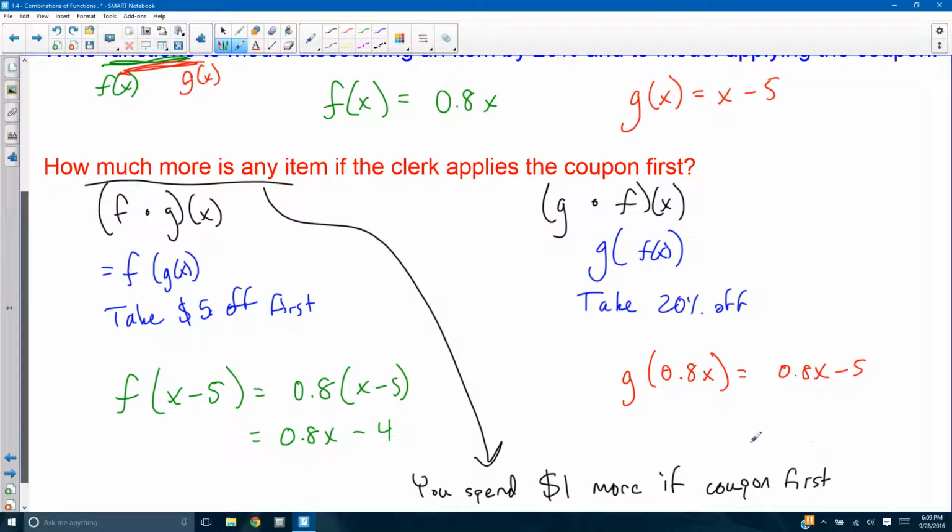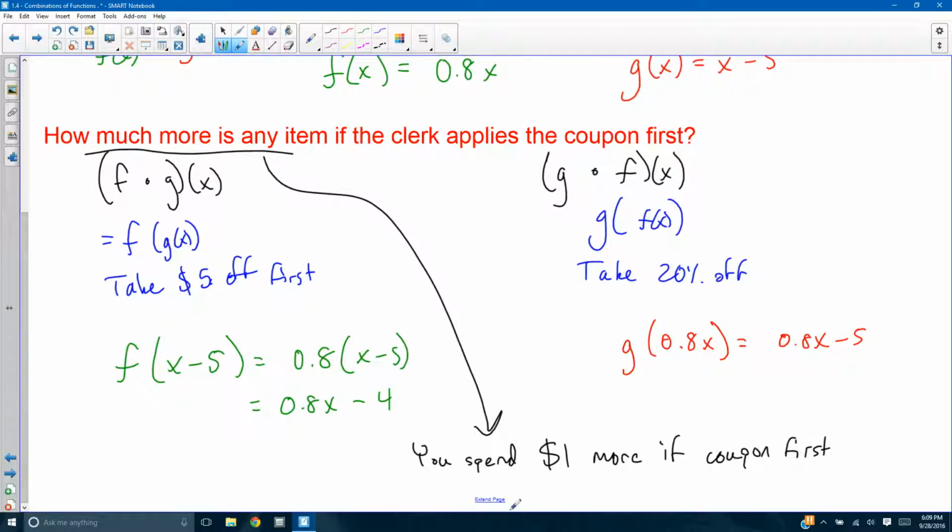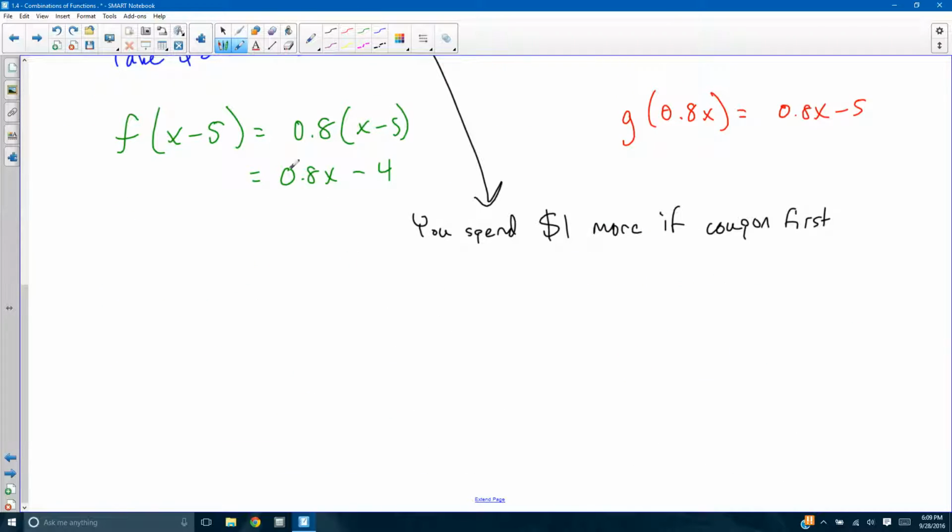Don't believe me? Let's try a real number. Let's try a clean one that'll work out. What can I multiply that by? How about 50? Let's do f of g of 50. A shirt is $50. Pretty expensive shirt, I guess. But a shirt is $50 here.